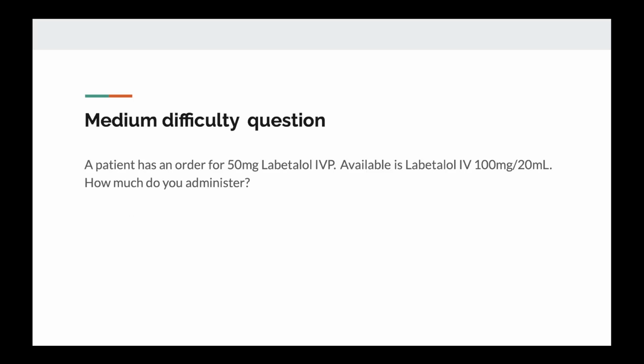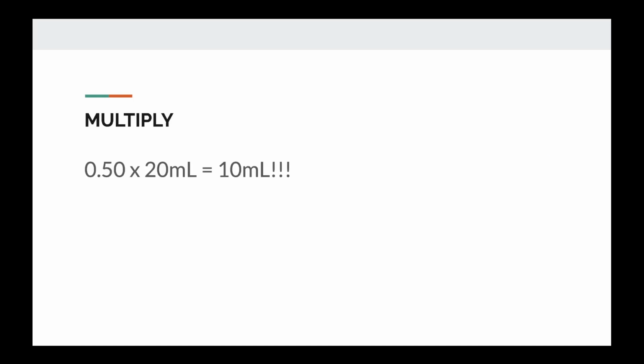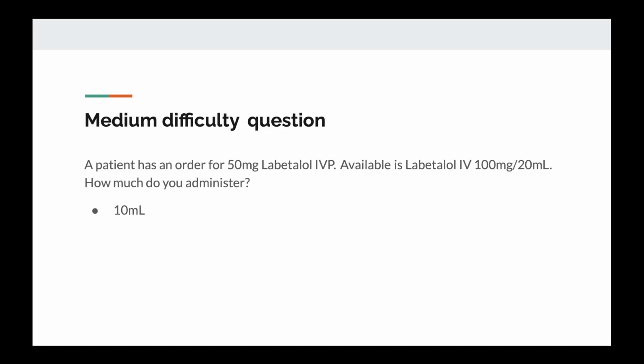So let's do this again. A patient now has an order for 50 milligrams labetalol IV push. Available is labetalol IV 100 milligrams in 20 milliliters, which is a standard dose that you'll see throughout your career. How much do you administer? Same concept. Ordered over available. You take the 50 milligrams, divide it by the 100. And what do you do? You already know. You take the answer and multiply it by the units, which is 20 milliliters. And you get 10 milliliters, and that's your answer, and that's what you administer. Easy and quick.